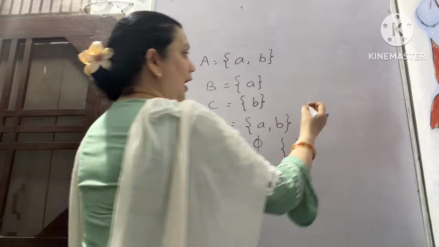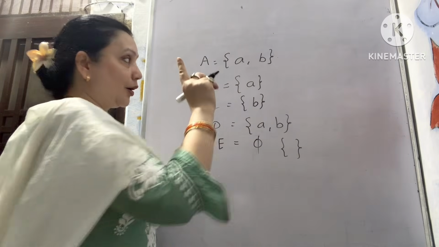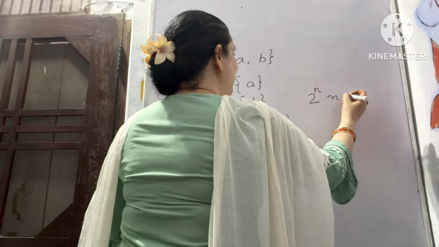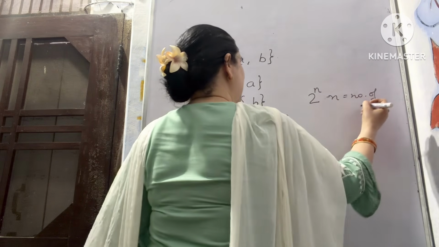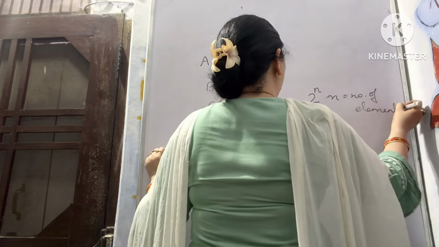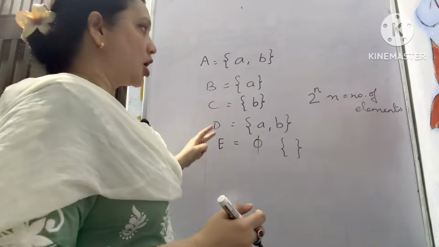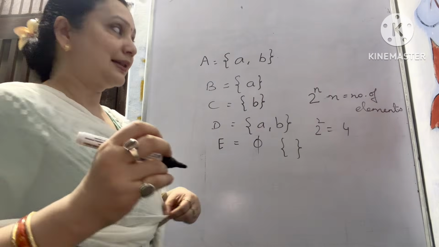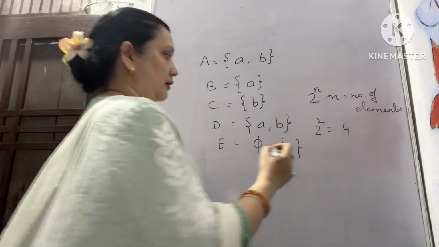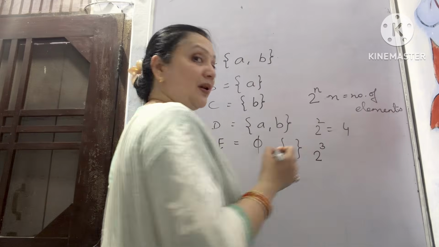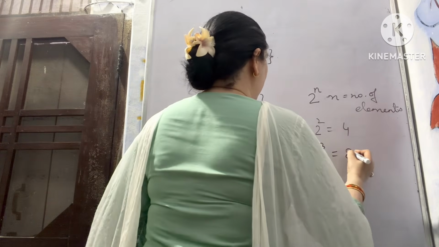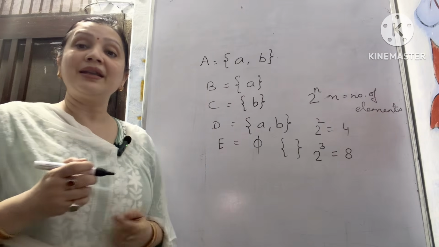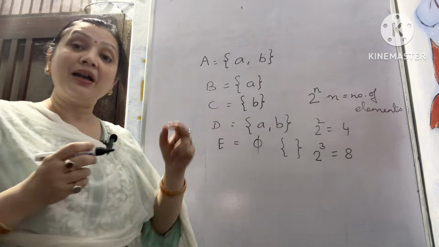So there is a formula for how many subsets there can be of one set. It is 2 to the power n, where n is the number of elements. Here the number of elements is 2, so we have got 4 subsets. 2 to the power 2 is 4. Suppose there is a set where there are 3 elements. So it will be 2 cube, which is 8. Alright, so in this way we can find out how many subsets there will be for a set.